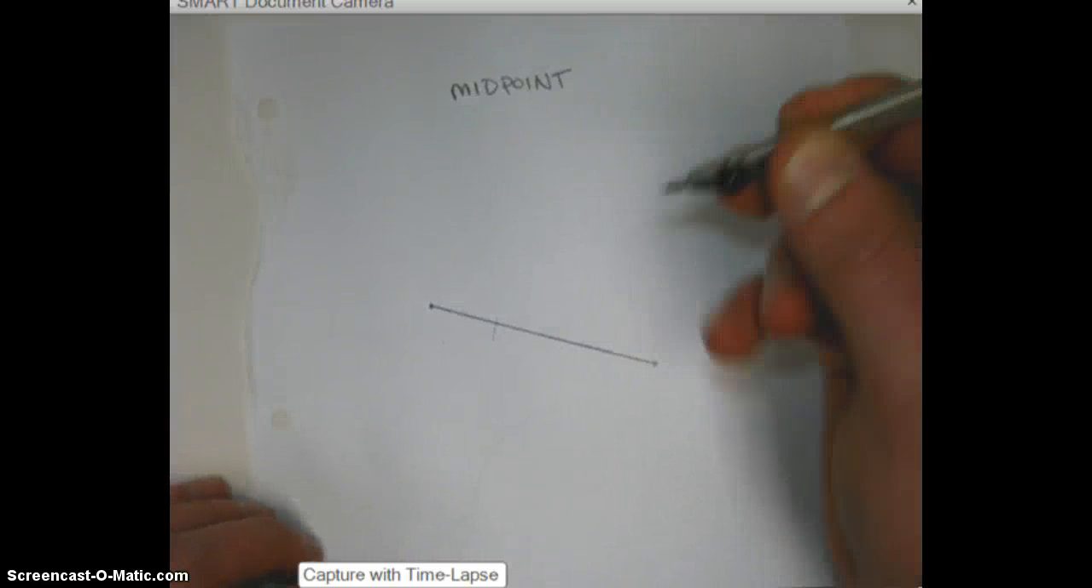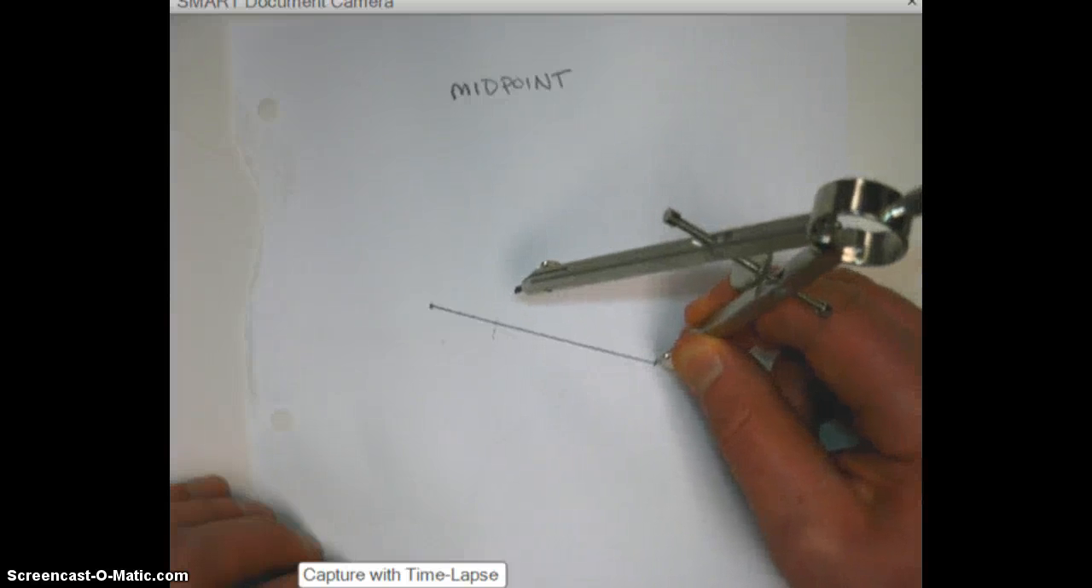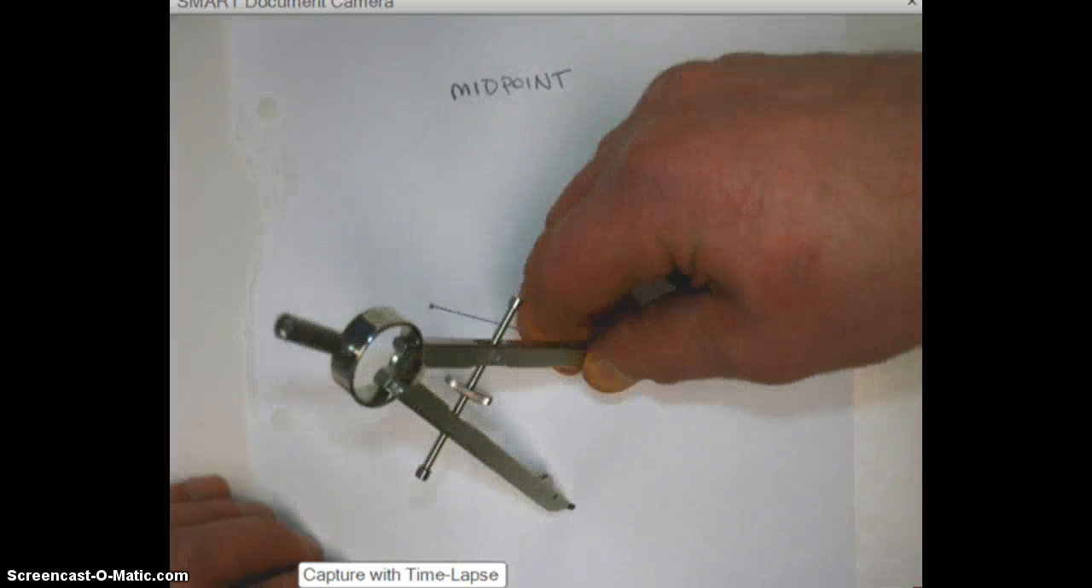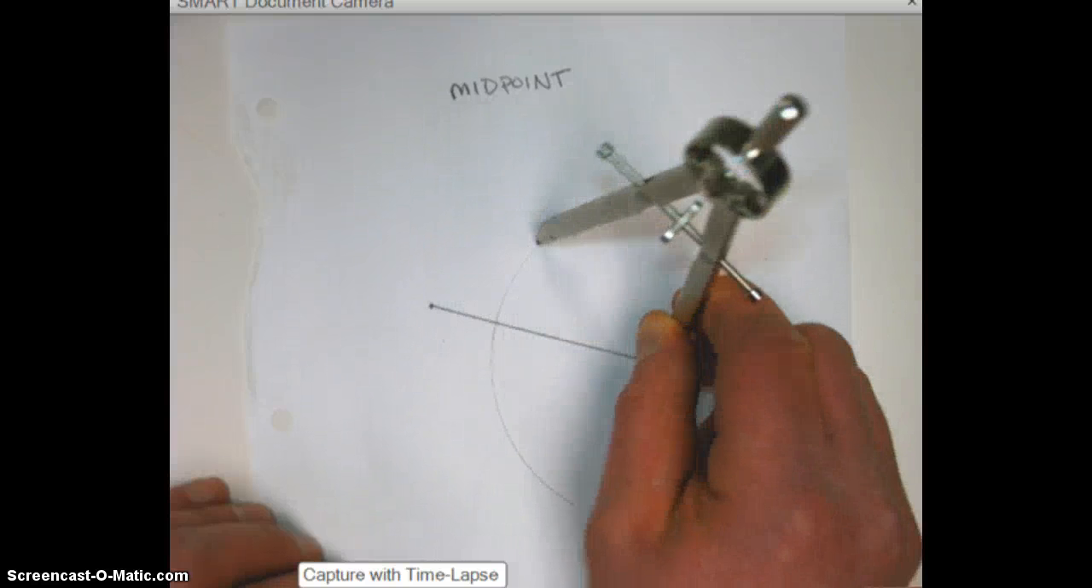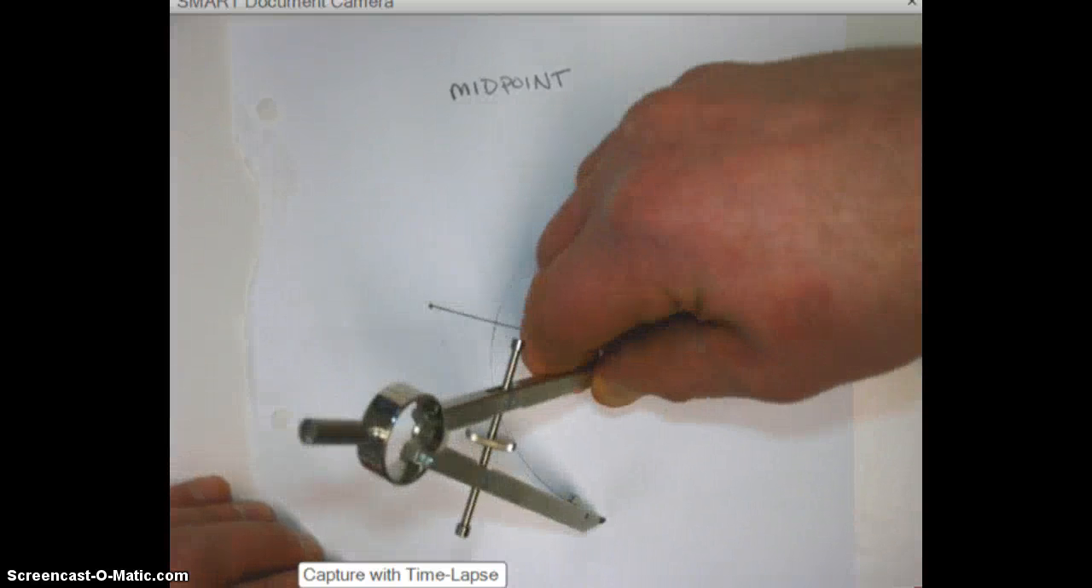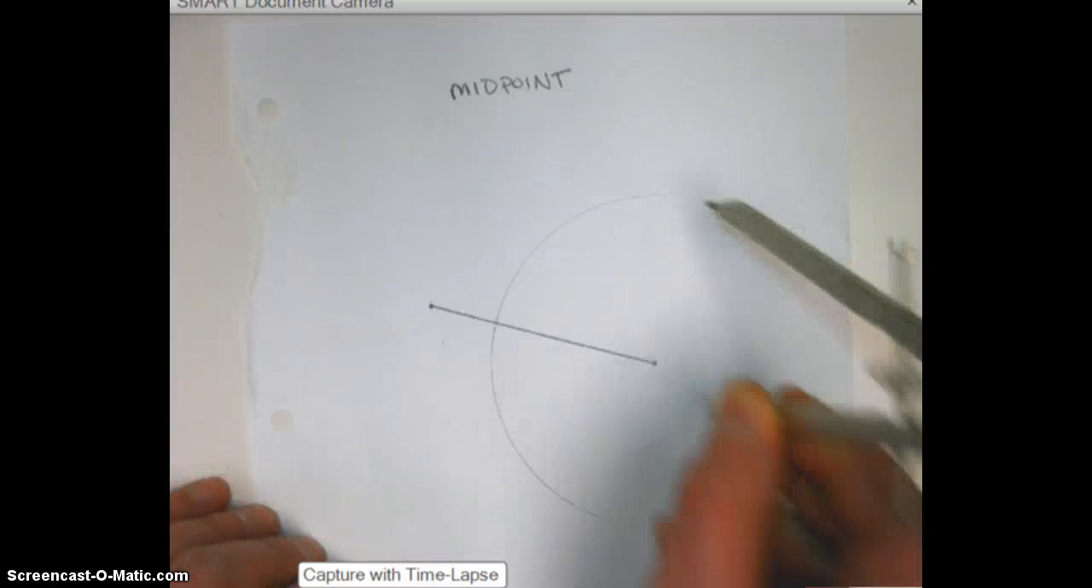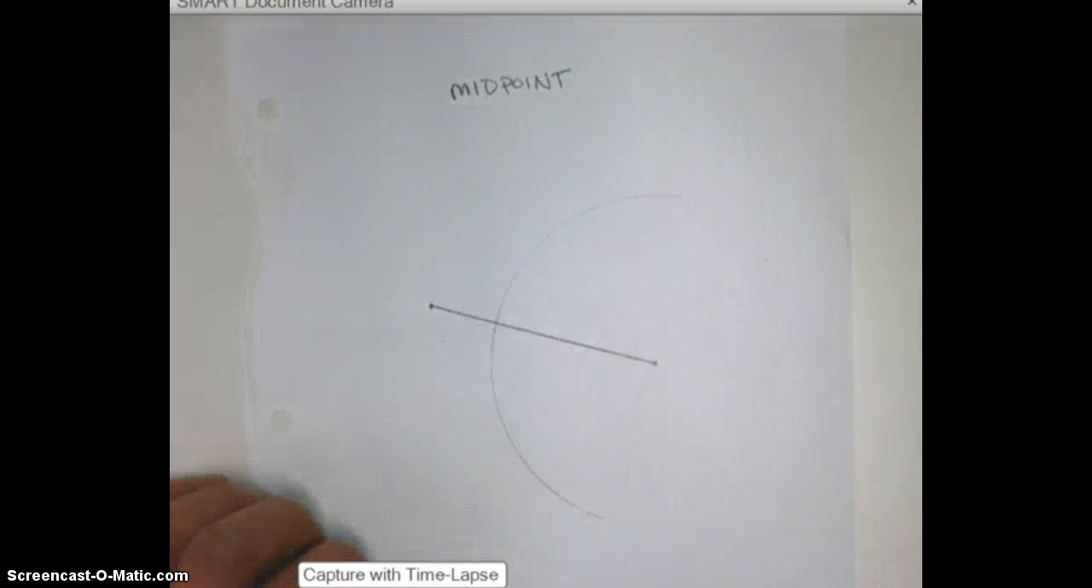Then you're going to take the pointy end of the compass and put it on one of the endpoints, and swing an arc, kind of like that. Now you could do the entire circle if you want, but you really don't need to. You just need part of the arc.